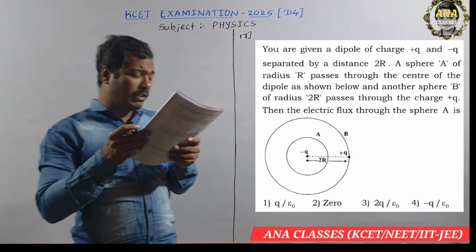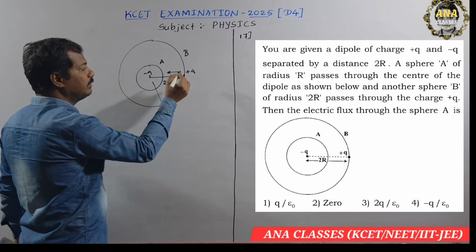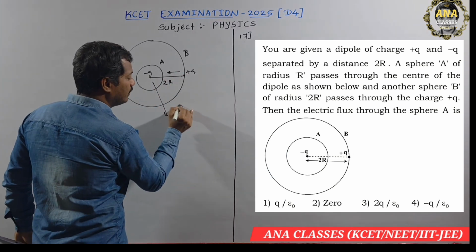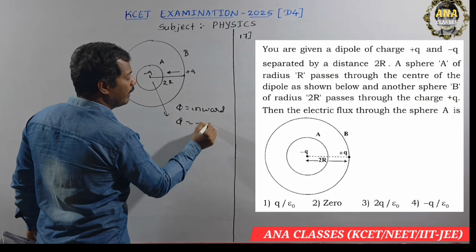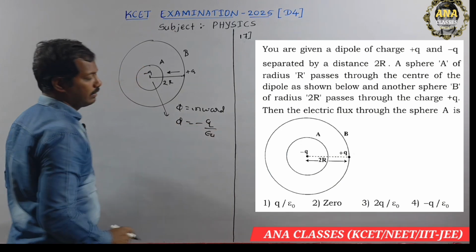So two spheres are given. Electric field direction is positive to negative, so the flux is always inverse. Inverse means the flux is equal to minus q divided by epsilon naught, which is the answer here.